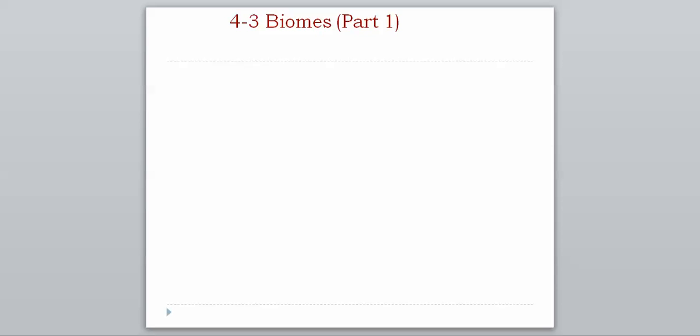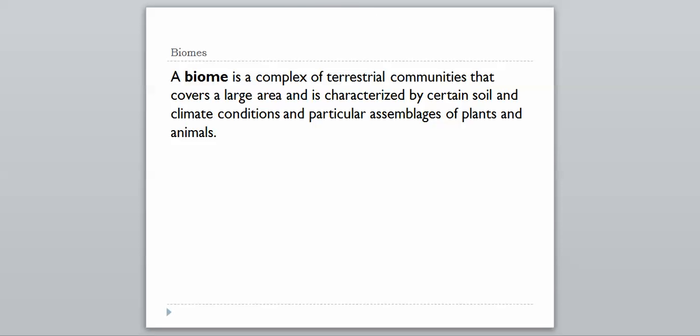And just as a refresher to remind us what a biome is, we'll give a quick definition here. It says a biome is a complex of terrestrial communities that covers a large area and is characterized by certain soil and climate conditions and particular assemblages of plants and animals. Now that sounds like a long, confusing definition, but if you break it down, a complex is almost like a web, a bunch of interconnecting things, and terrestrial just simply means land, so it's a lot of different land communities that covers a large area.